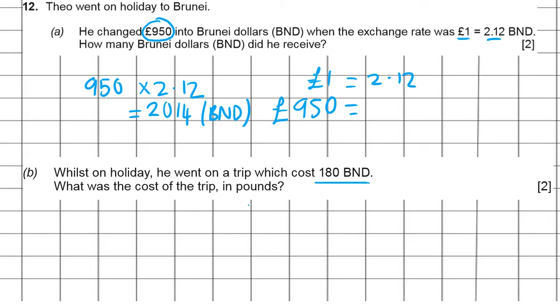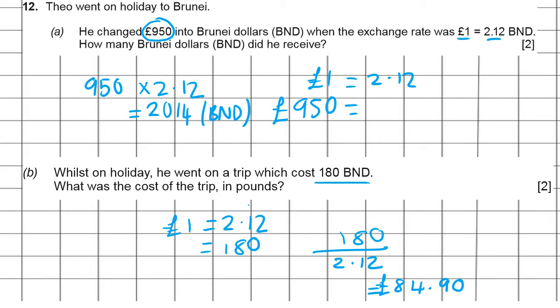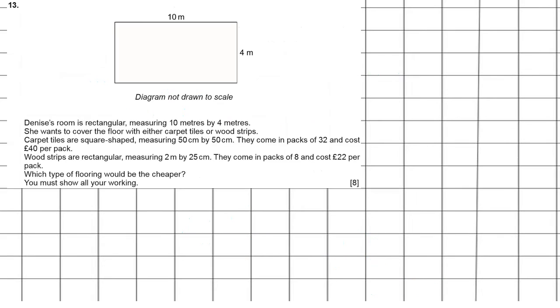Whilst on holiday, he went on a trip which cost 180 BND. What was the cost of the trip in pounds? Okay, so a pound gives us 2.12. So working backwards, it would be 180 divided by 2.12, which gives us £84.90.